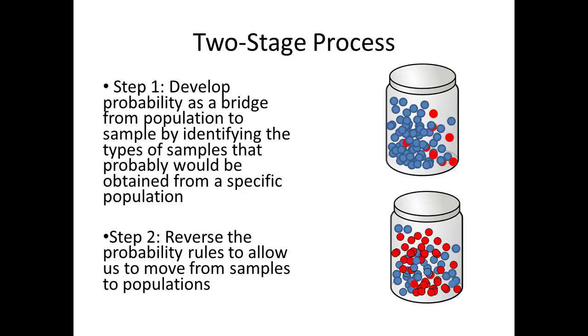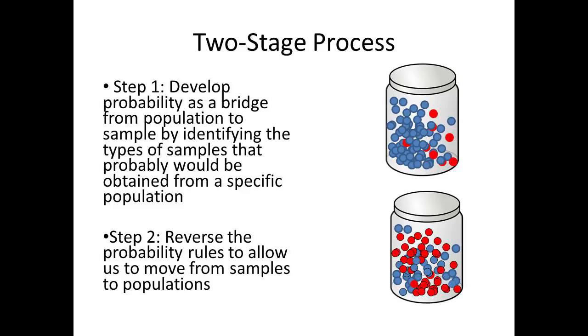In step 1, we make inferences about a sample based on what we know about a population, and in step 2, we make inferences about a population based on what we know of a sample. I know that sounds confusing, so let's do an example. Let's say you have 2 jars of marbles, and you're going to select a sample from each of them.